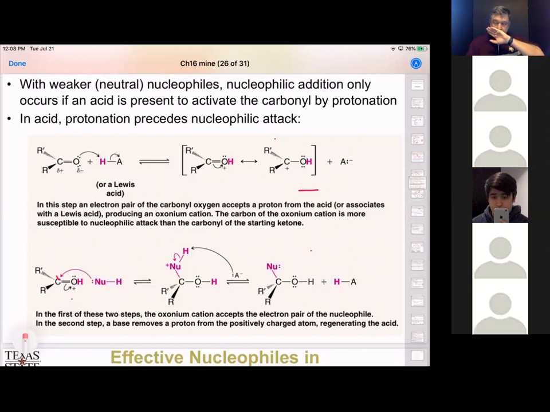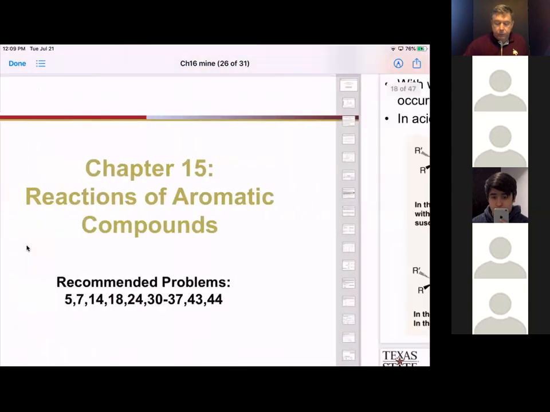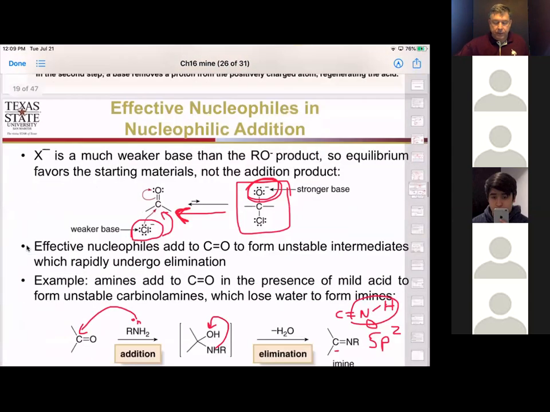So the idea here is that we can use acid or base to activate that carbonyl to have slightly more positive charge on it, so it'll react with even poor nucleophiles. And in the next case we'll be doing, it'll be water as our poor nucleophile. Okay, so all right, moving on up.